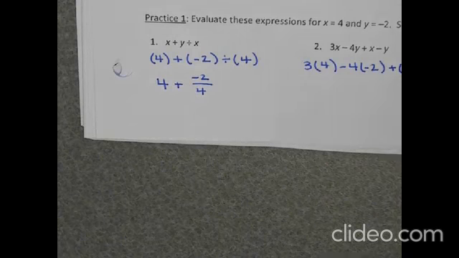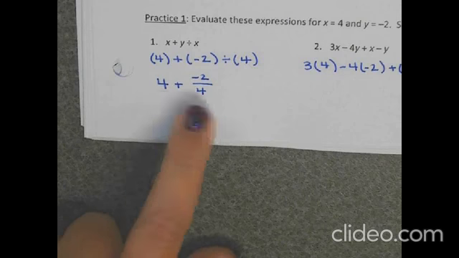Okay, so I went through, I put in the variables, okay, and I rewrote that division. I cannot stand that division sign because it always throws people off. Whenever I see a division sign, I always change it to a fraction because division is a fraction. Fractions are division. Okay, so instead of writing it negative 2 divided by 4, I changed it to negative 2 over 4.